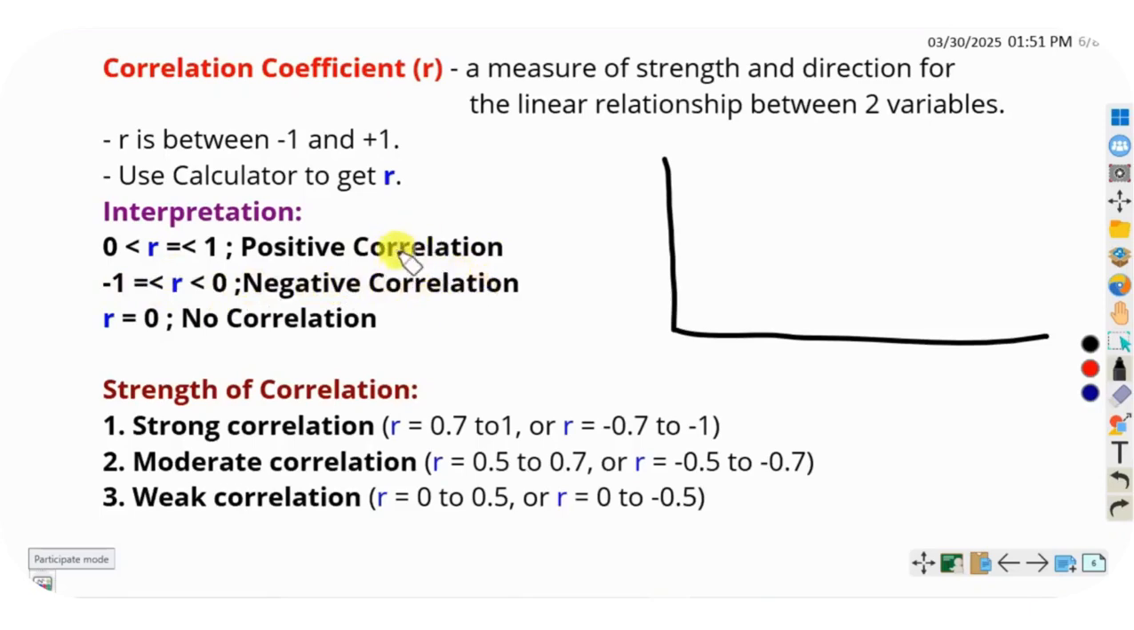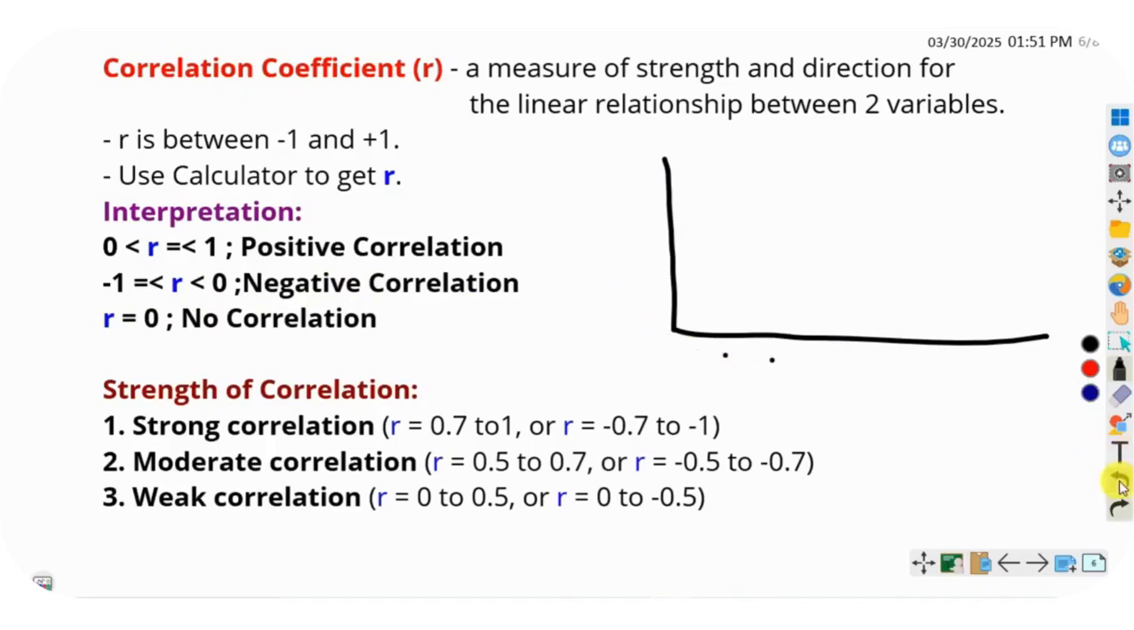So what do we mean by correlation? Correlation is a relationship. If I say positive correlation, what I mean is when the x values increase, the y values also increase. That is a positive correlation. Whereas with a negative correlation, we mean when the x values increase, the y values decrease.